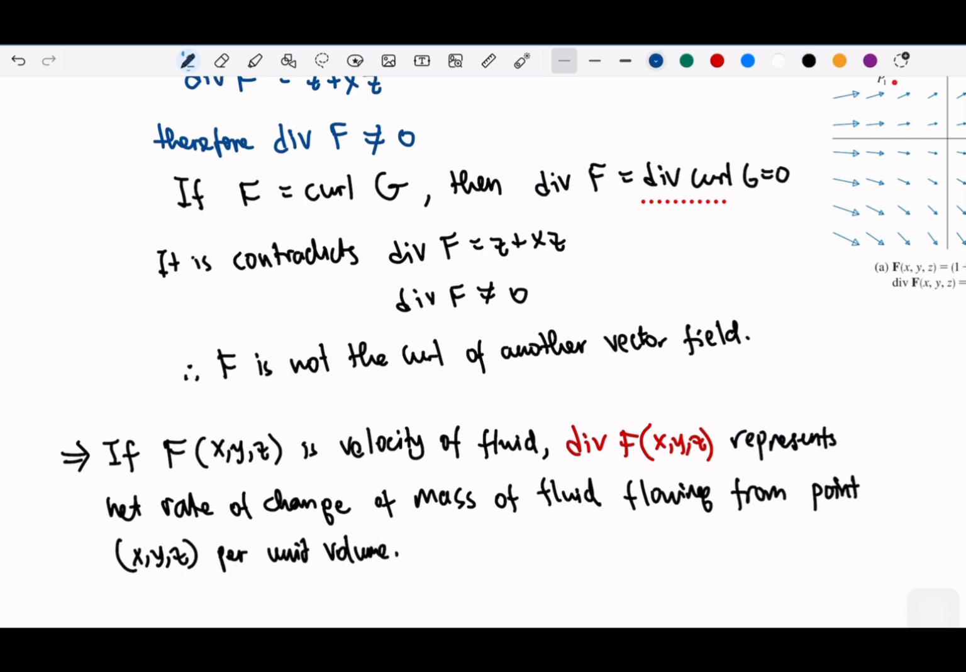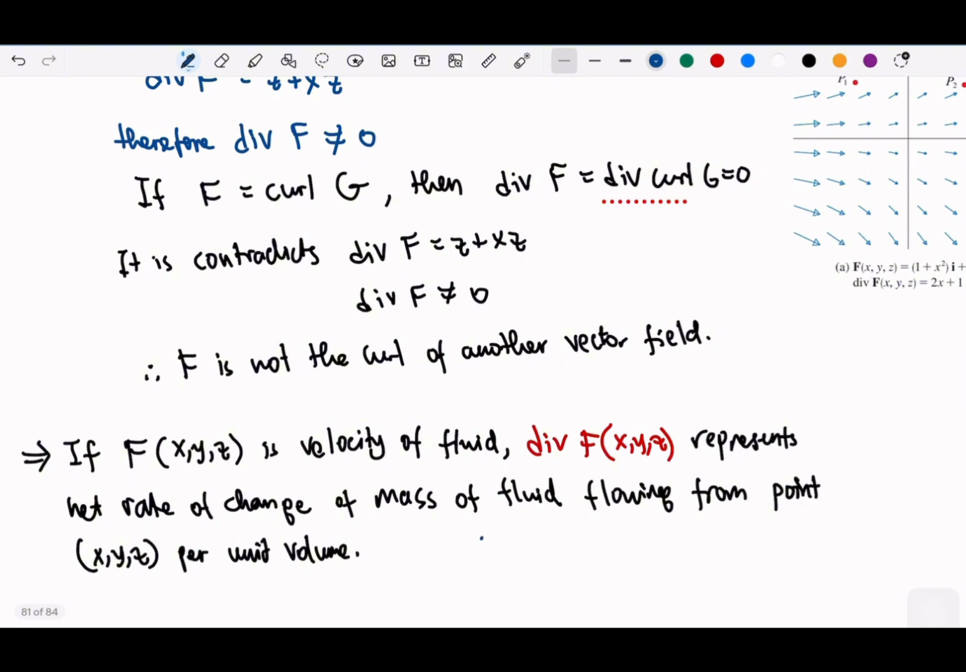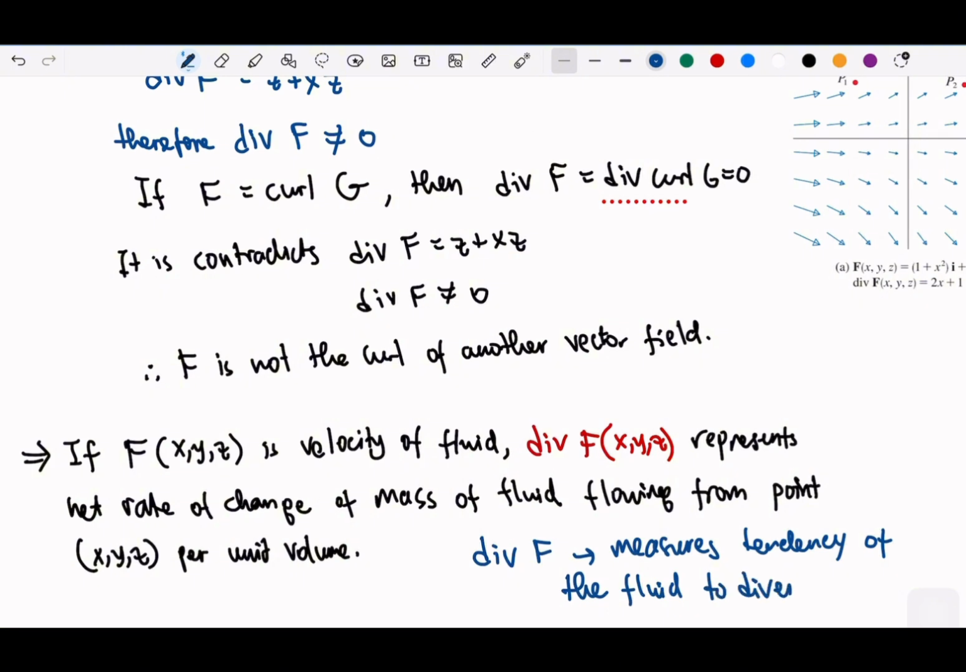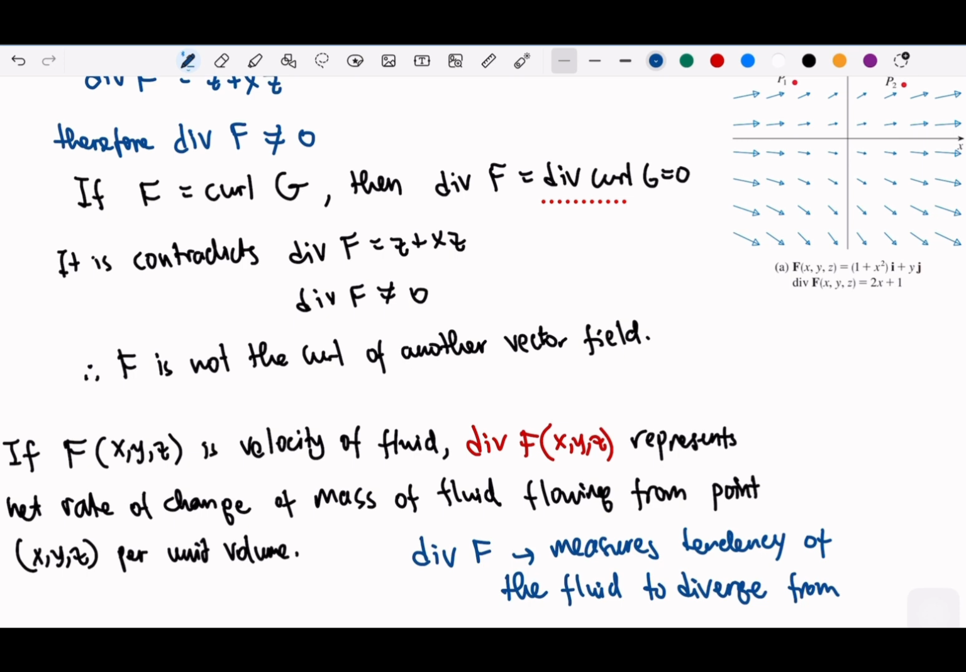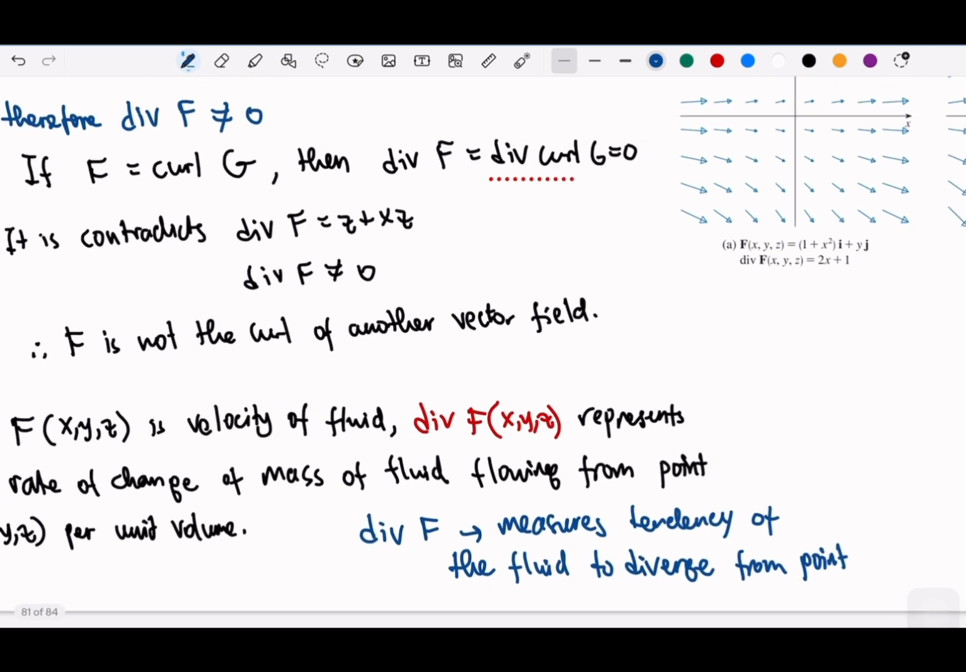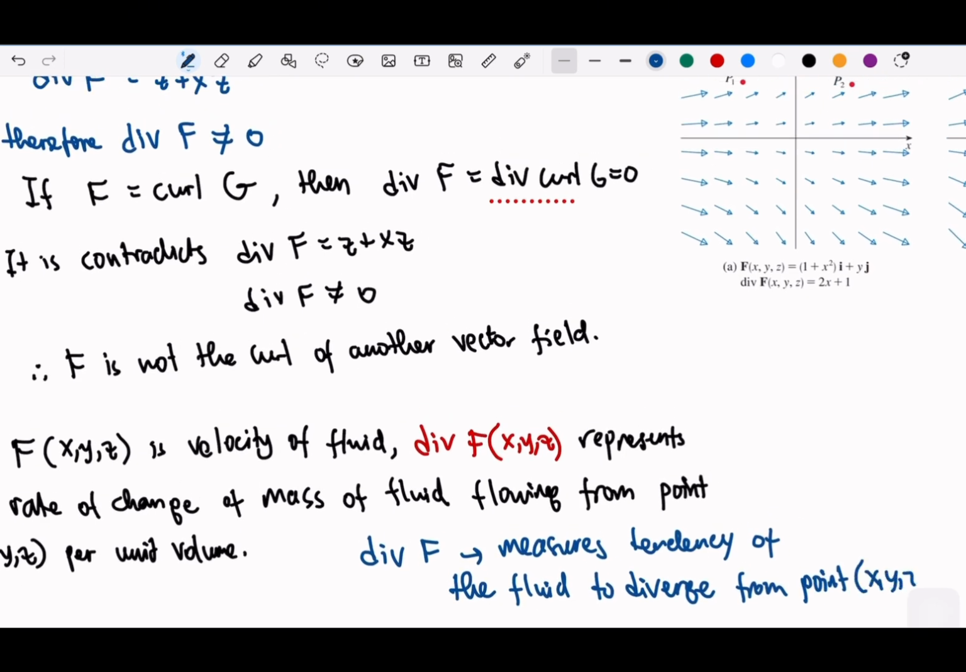Or we could say that div F measures the tendency of the fluid to diverge from any point in xyz. Thus the name is divergence.